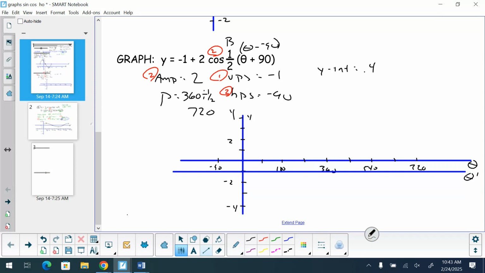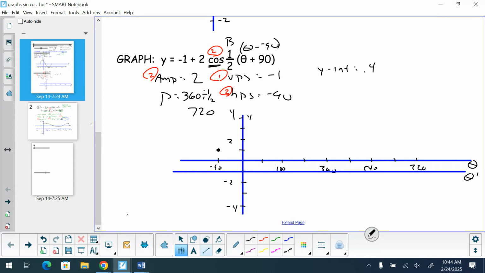So -90. What y value are we at, Hannah? At -90? Trig function's cosine, peaks and valleys are prime axis. Okay, we'll be up at 1, because we have to go up 2 from our prime axis.